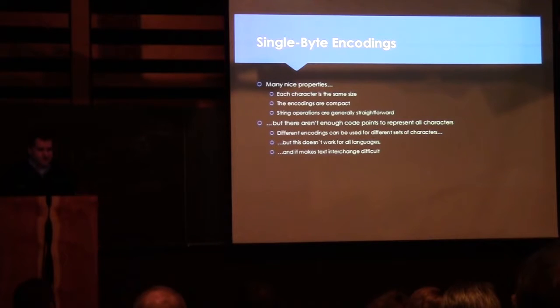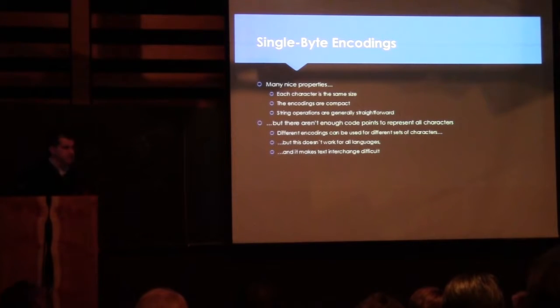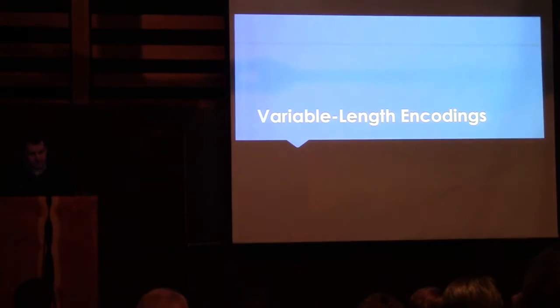But there are not enough code points to represent all of the characters. Not only are there not enough code points to represent all of the characters in all of the European languages, but there are some languages that have more than 256 characters, period. So it makes text interchange difficult because you end up with different encodings, and we need another solution anyway for languages with more characters than we can represent.